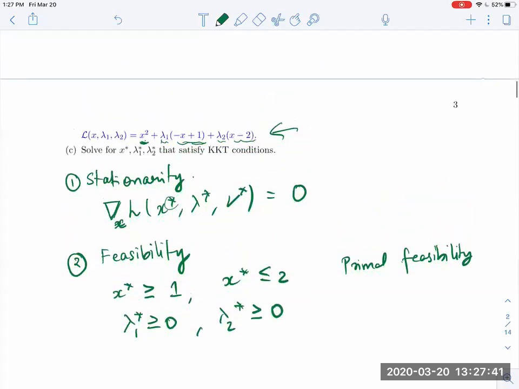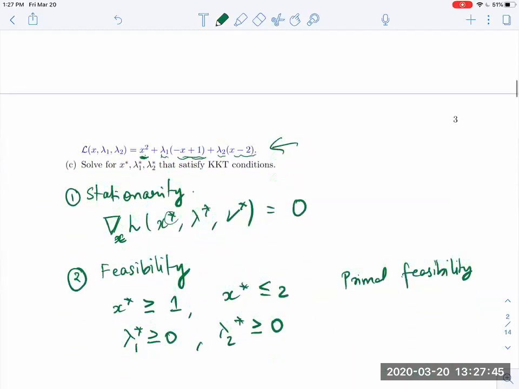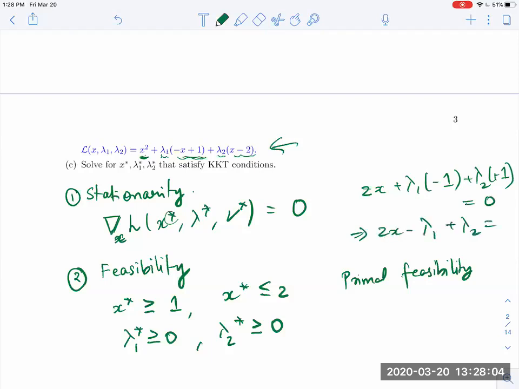So what is the stationarity condition for us? What was our function, what was the Lagrangian? It's here. So what happens when I take the derivative with respect to x? I get 2x plus lambda 1 times minus 1 plus lambda 2 times plus 1 equal to 0. So that implies 2x minus lambda 1 plus lambda 2 equals 0.